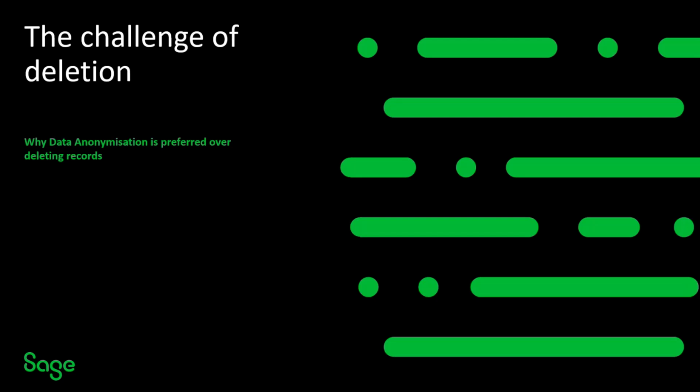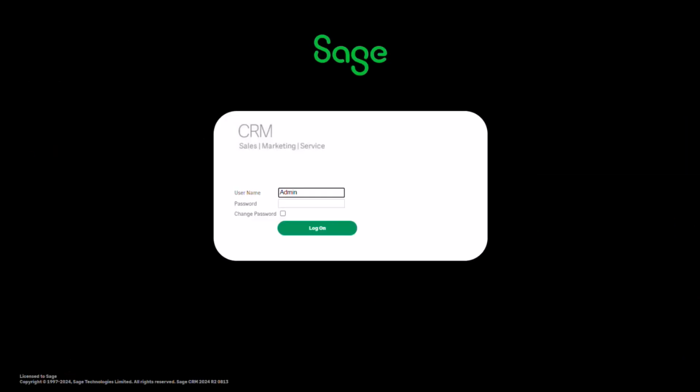And as part of this challenge, we're going to be looking at why really the last lesson that we had, which was about the anonymization, is actually a preferred approach for most of the tasks of removal of data. Now, to start to understand really the challenge of deletion, we should actually go ahead and start that process, and we'll see all about that.